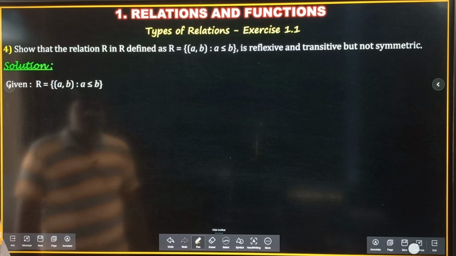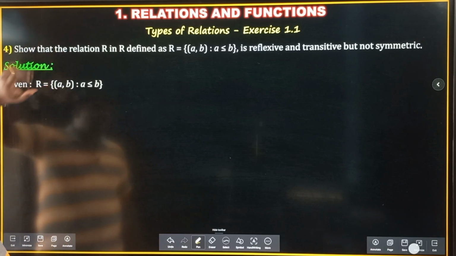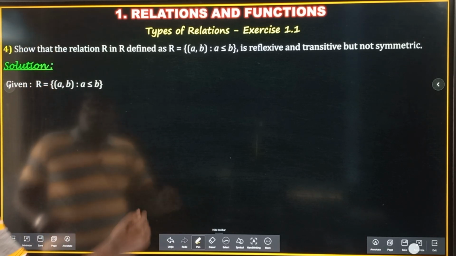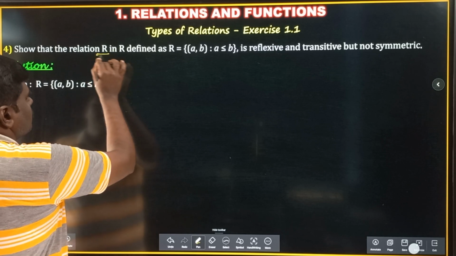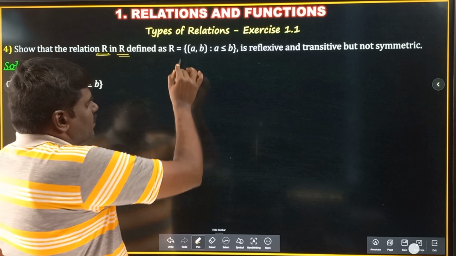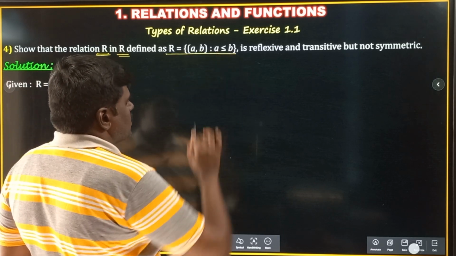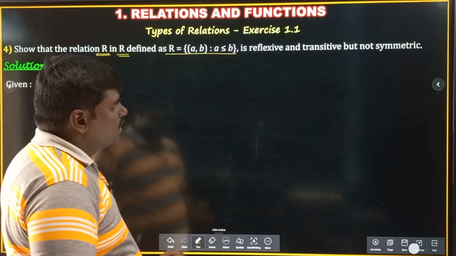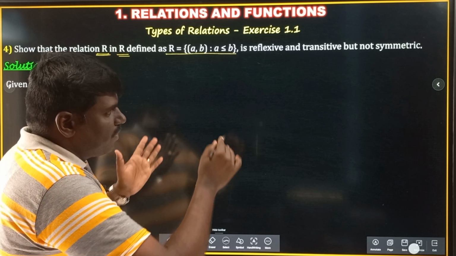In this video, we'll see exercise 1.1, question number 4. What is question number 4? Show that the relation R defined by R = {(a, b) : a ≤ b} is reflexive, transitive, but not symmetric.